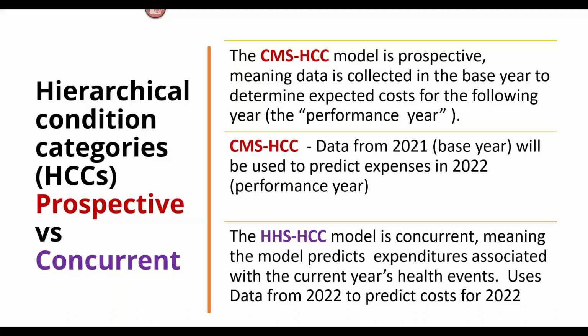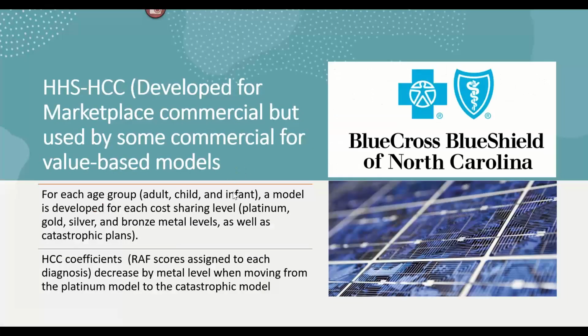CMS model, prospective. It's using data from 2021 to predict 2022 expenses. HHS is using a concurrent model which uses expenditures from 2022 to predict the cost for 2022. Again, the HHS model has multiple age group models, but the big thing is it uses this terminology, which I'm going to define here: platinum, gold, silver, and bronze, which is for the marketplace.